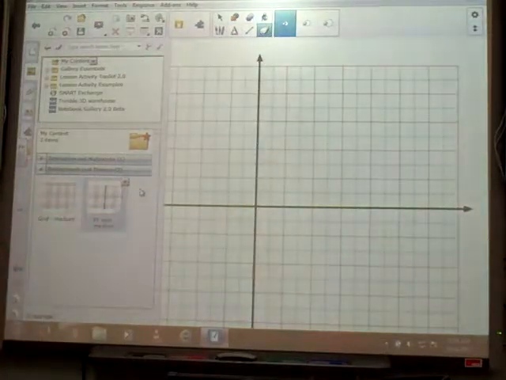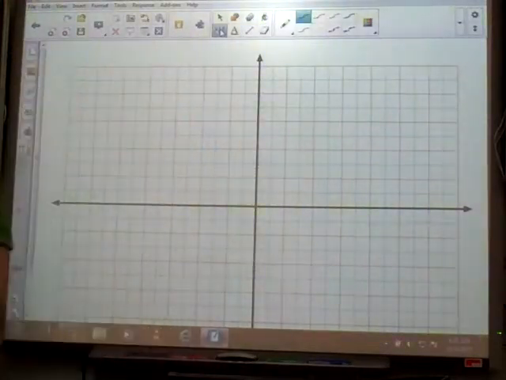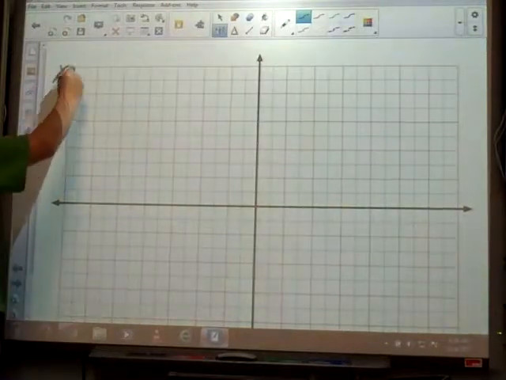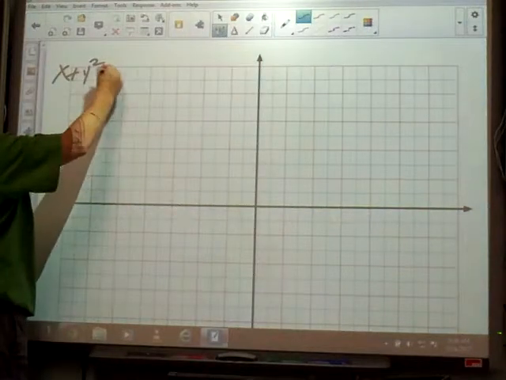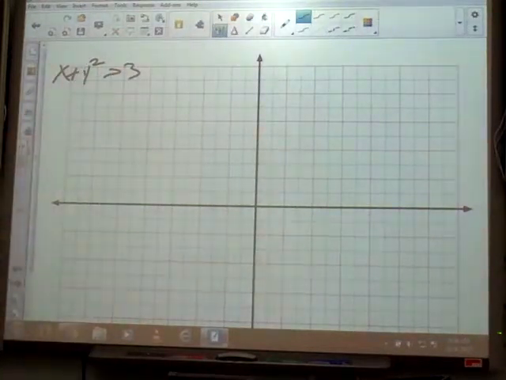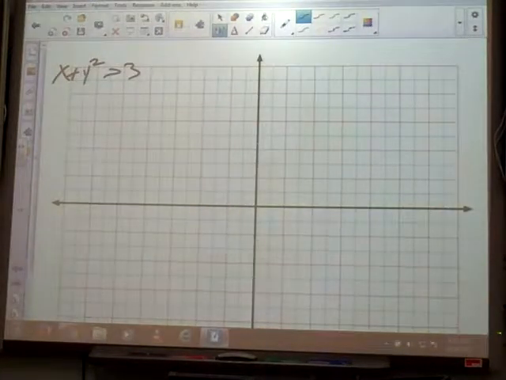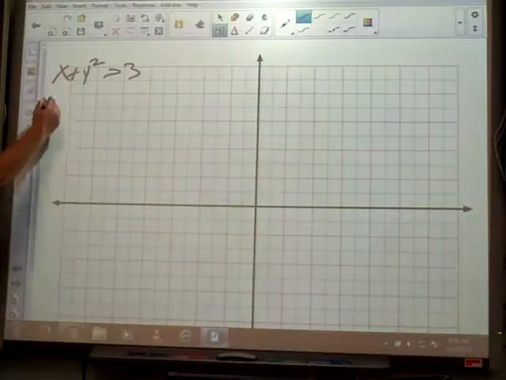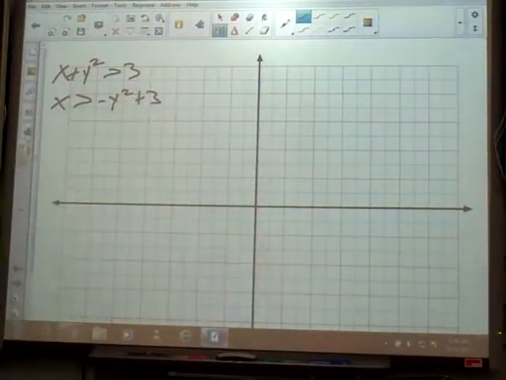Alright, 17, we've got a line and a parabola intersecting. On the parabola, I'm just going to write it first. I've got x plus y squared greater than 3. I know it's a parabola because it's squared. But it's the y that's squared. Usually in a parabola, it's the x that's squared. Since this is the y that's squared, it means it's going to be a sideways one. Okay, so I'm going to solve this for x. x will be greater than negative y squared plus 3.